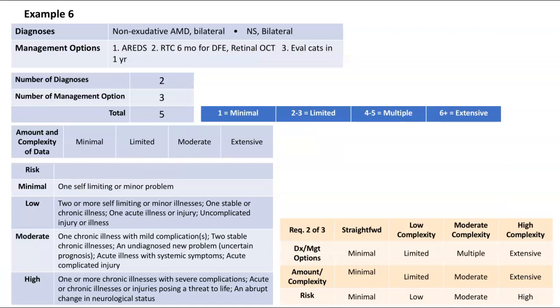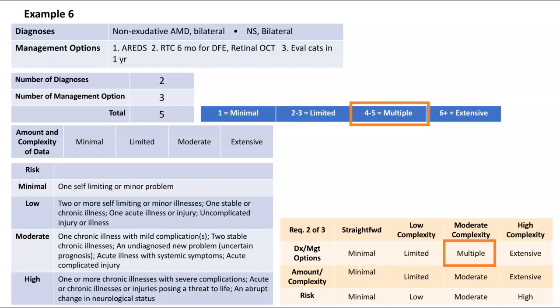For our medical decision making, our two diagnoses for the day are, again, macular degeneration, and they still have cataracts, of course. Our management options are those three things listed there. We said keep taking the AREDS, come back in 6 months for a dilation and a retina OCT, and the cataracts are pretty modest, so we'll just look at those again in a year. So come back for those when necessary. So we have two diagnoses, three management options. That's a level 5, or a total of 5. So that gives us multiple for our diagnoses and management options.